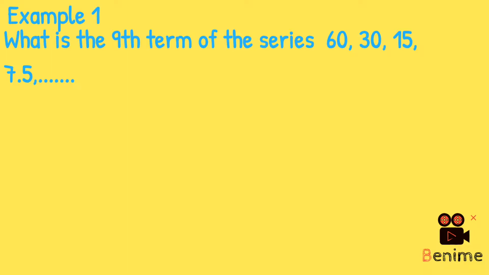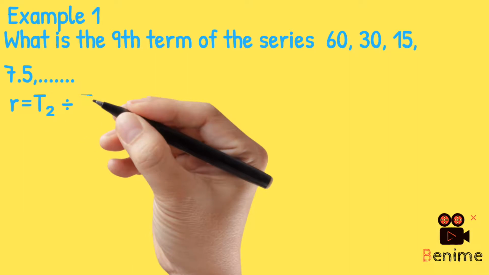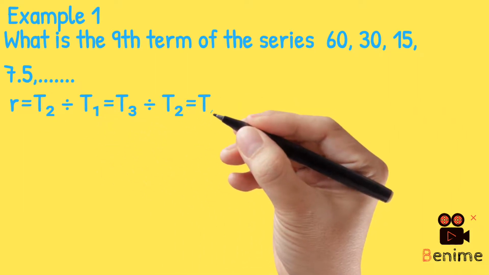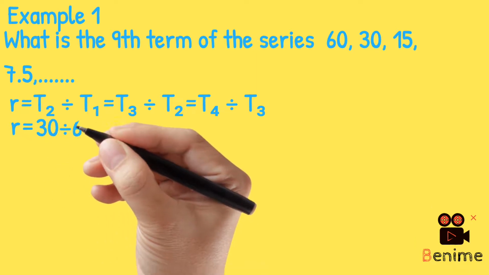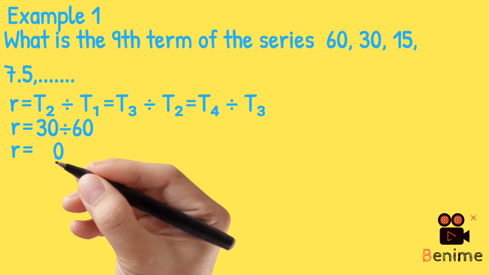Is there a common ratio? If you try your common ratio formula, that is r is equal to T2 divided by T1, or T3 divided by T2, or T4 divided by T3. If you start with T2 divided by T1, T2 is the second term, T1 is the first term, and the second term is 30. The first term is 60. So T2 divided by T1 means 30 divided by 60. 30 divided by 60 is 0.5 according to your calculator.